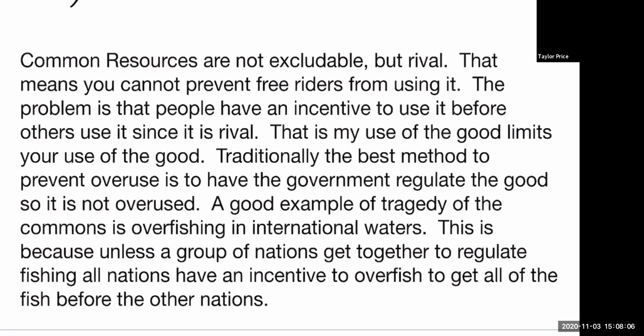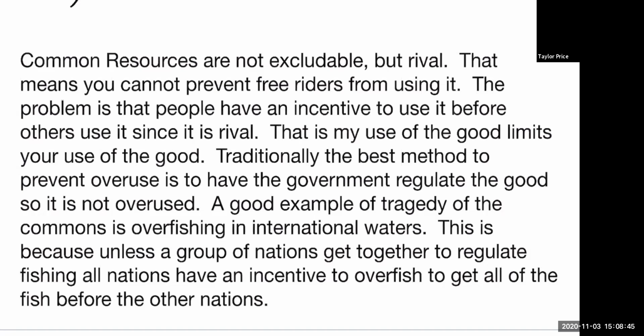So basically, let's think of a really extreme scenario. So imagine I am a fisher person and there's a common resource of fish. So my incentive is to go out and fish up all of the fish so no one else can get them. And the reason for that is because it's rival. So if you or someone else catches any of the fish, I will get less of the fish. So that's why it's in each person's individual incentive to consume or get as much of the good as possible.